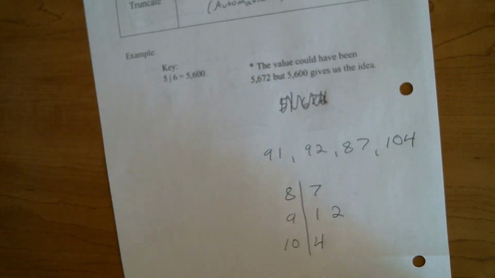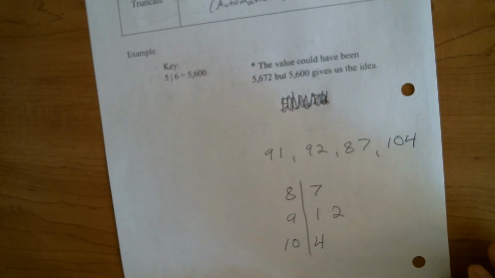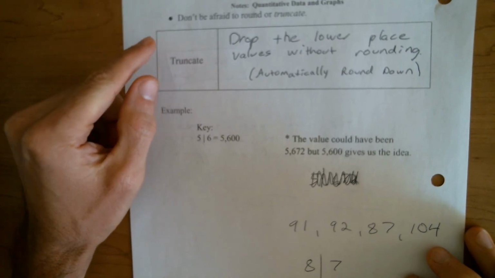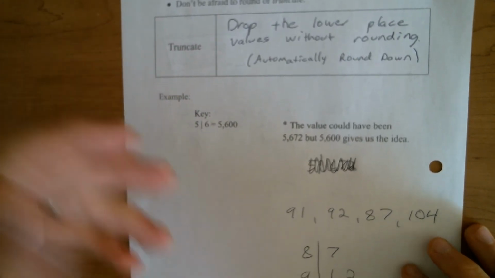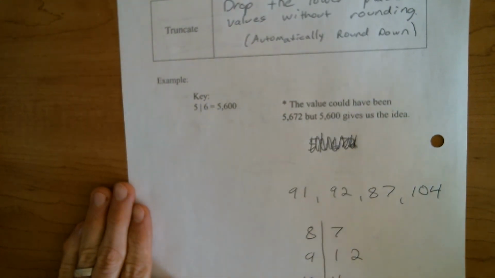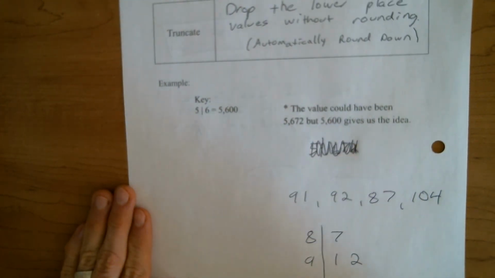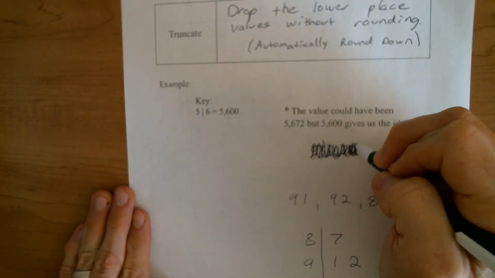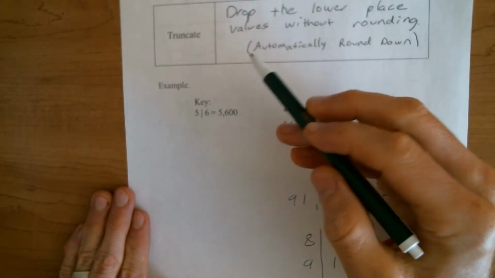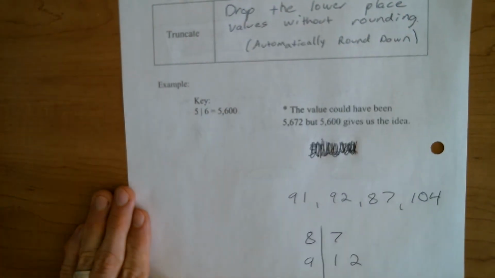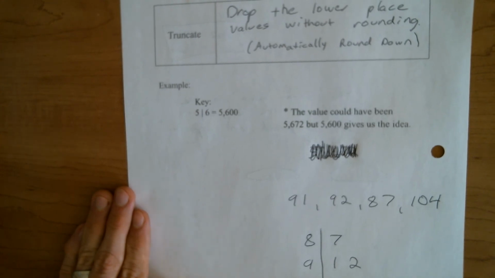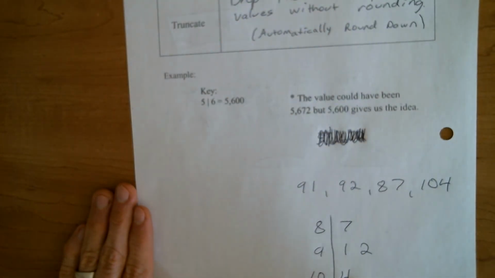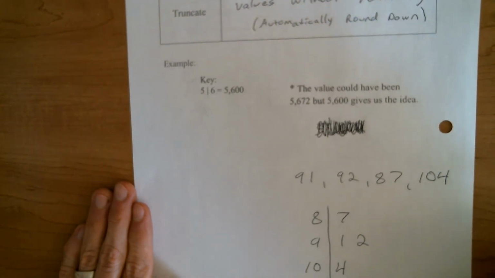So sometimes, depending on what we're trying to represent, we may have to round or truncate. And you should just specify what you're doing. If in your key you could say all values were rounded, or you could say all values were truncated. But you should specify so that the user reading the graph knows what choice you made. Did you truncate where everything was rounded down and you just basically cut off the lower values? Or did you round it so that this would have become 5,700 as opposed to 5,600? You should specify that when you're doing these.